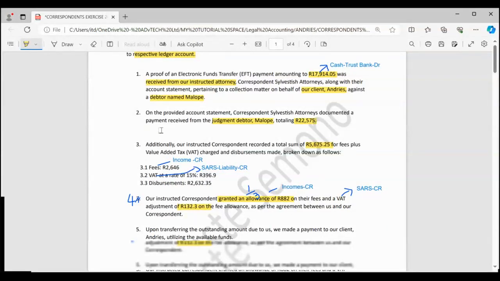And then this is part 1, and part 2 will follow, whereby I show you how to record in the books of accounts. I hope it makes sense. Thank you very much.